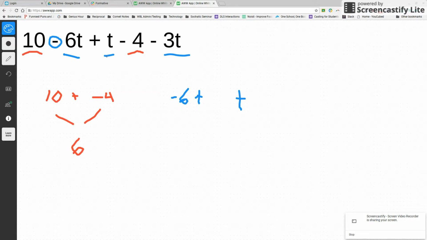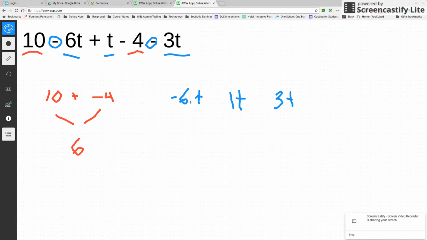Whenever there's a variable that doesn't have anything in front of it, we can assume that's like putting a 1 in front of it. Let me write that again. So it's the same as saying 1t. All right, if this was just an x, it would be 1x. All right, so we had negative 6t, we had 1t, and then we had a negative 3t because we were taking away different numbers. Okay, so now let's combine them.